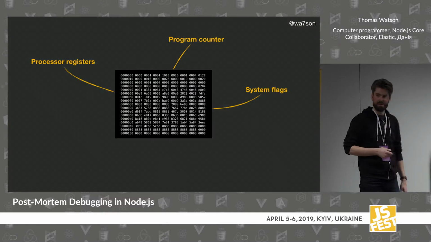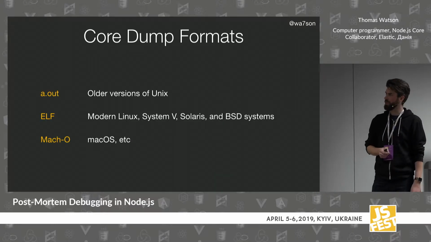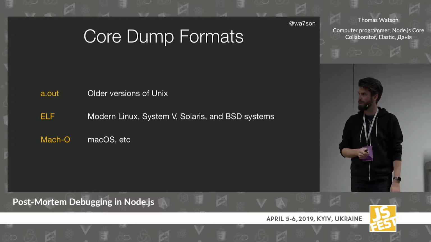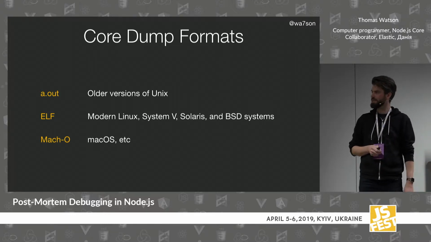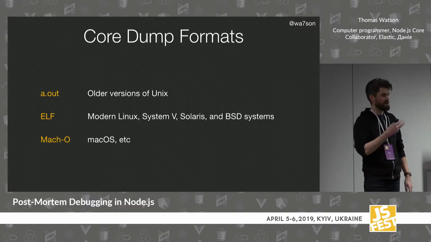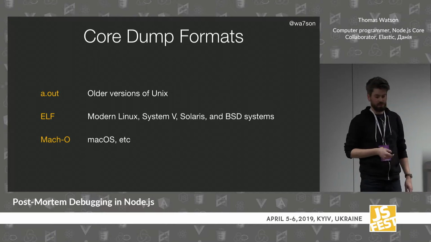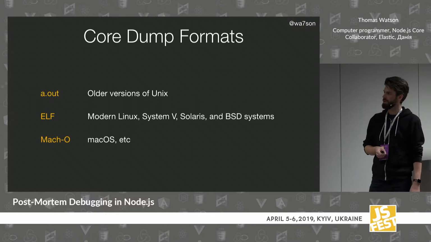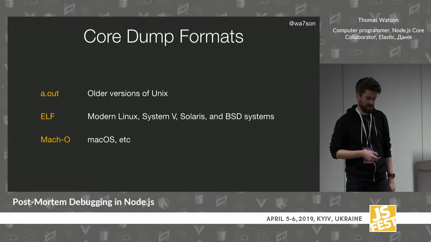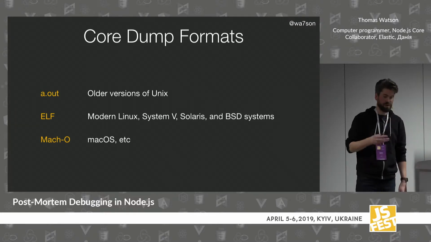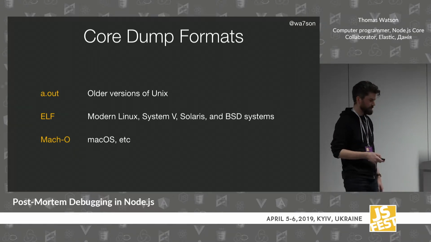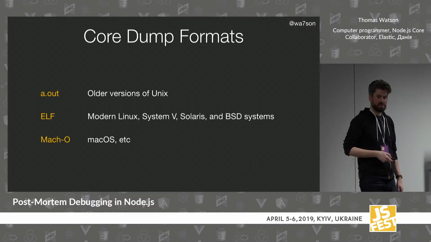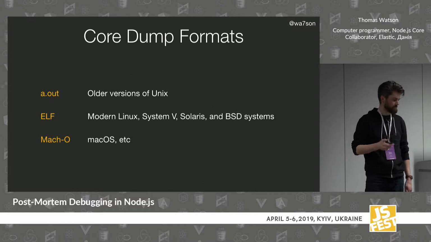And today there's actually a few different core dump formats. The most common one is ELF, so that works on all modern Linuxes and BSD systems. But if you're using a Mac, you will probably be working with a core dump format called Mach-O, I'm not entirely sure how to pronounce it. It's also the format you use for iOS devices, for example. So that's core dumps. So how do we get them?